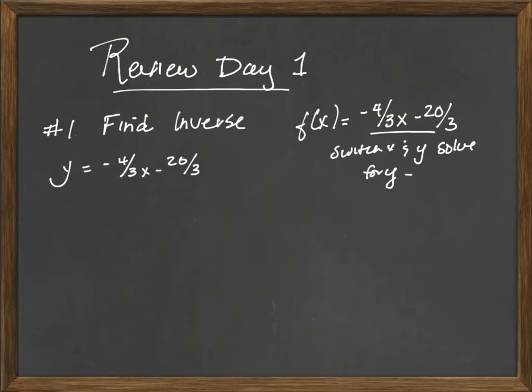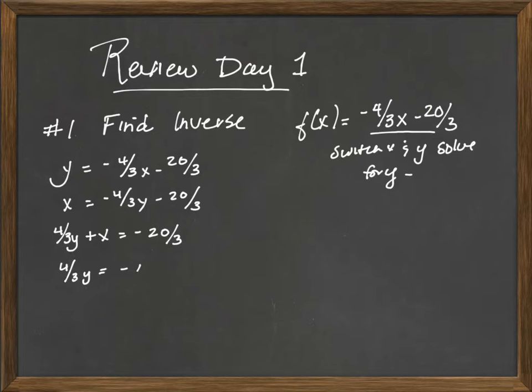Now you switch x and y. So x is negative 4/3 y minus 20/3. We want to solve for y, so let's add y to this side. So 4/3 y plus x equals negative 20/3. So 4/3 y is equal to negative x minus 20/3. Getting there. Now we would multiply both sides by 3/4.